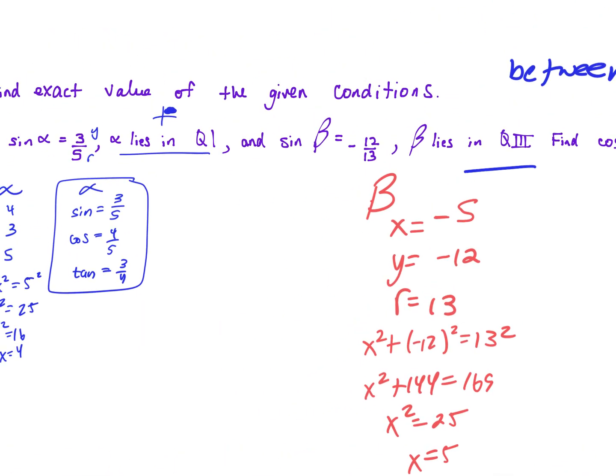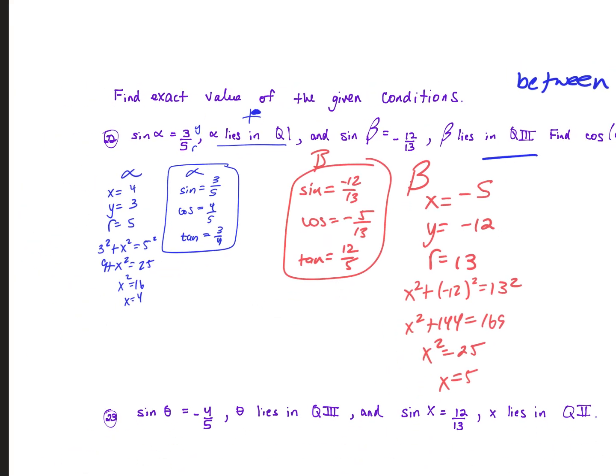So for this, my sine is what? Negative 12 over 13. My cosine is negative 5 over 13. And my tangent is 12 over 5.